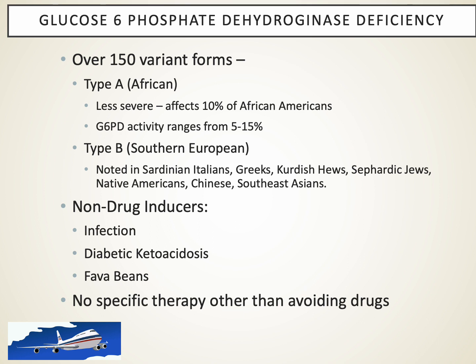However, folks who have a more Southern European heritage who are also affected are maybe at higher risk for severe hemolysis with these oxidizing drugs if they have this G6PD deficiency. This hemolytic anemia can also be triggered by infection or by diabetic ketoacidosis, also by some foods, including fava beans.